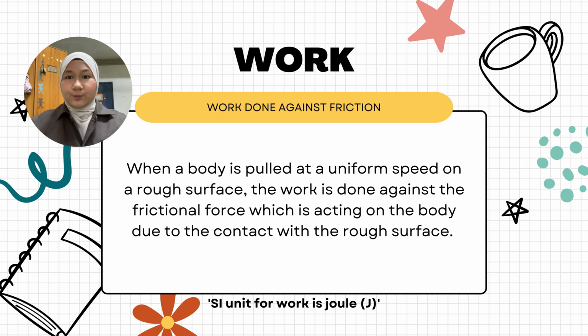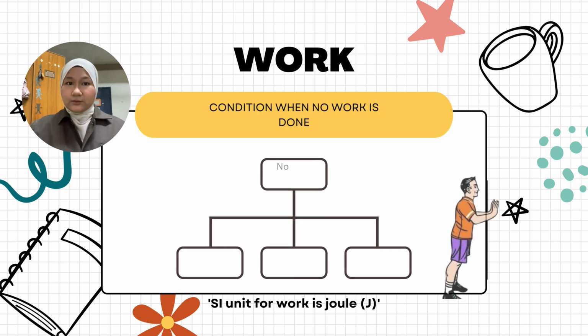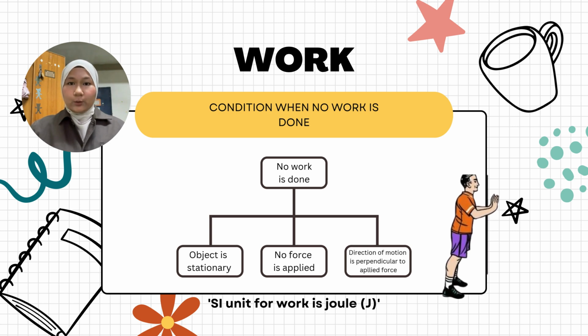Now, we're going to talk about work done against friction. When a body is pulled at a uniform speed on a rough surface, the work is done against the frictional force which is acting on the body due to the contact with the rough surface. I will explain to you about the conditions when no work is done. First, the object is stationary. Next, no force is applied. And last but not least, the direction of motion is perpendicular to the applied force.